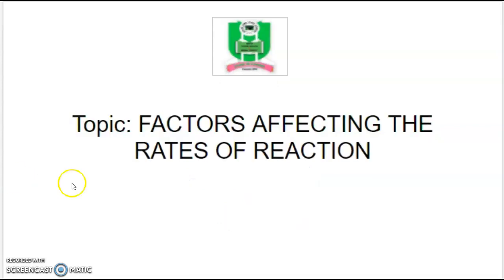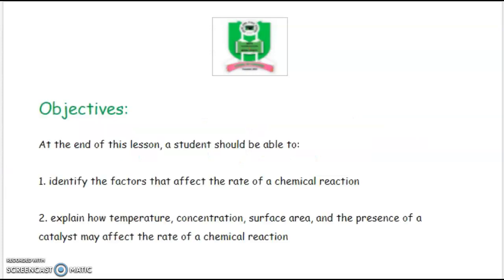Now today we'll be looking at the topic, factors affecting the rates of a reaction. At the end of today's lesson, a student should be able to: 1. Identify the factors that affect the rate of a chemical reaction, and 2. Explain how temperature, concentration, surface area, and the presence of a catalyst may affect the rate of a chemical reaction.